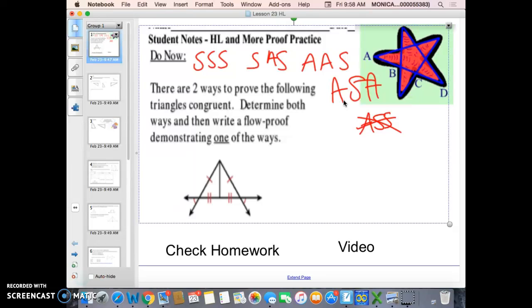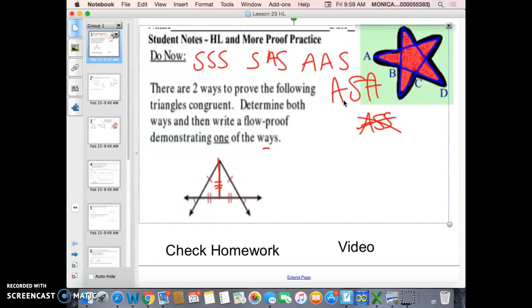So let's look at the following triangle here. There's 2 ways to prove that this is congruent. Okay, so I'm going to determine both proofs, and then you can write a proof demonstrating one of the ways. All right, so the easiest one that I see is that this is going to be the reflexive property right here. So I'm going to mark this with 3.